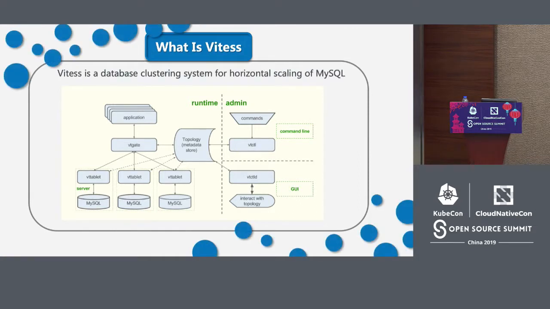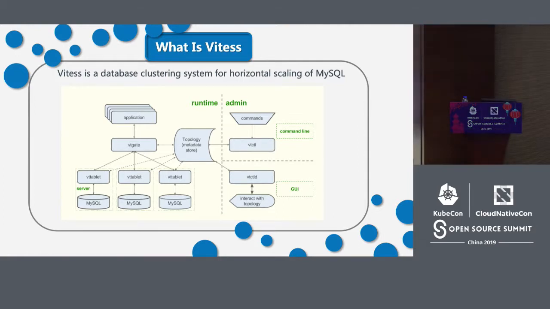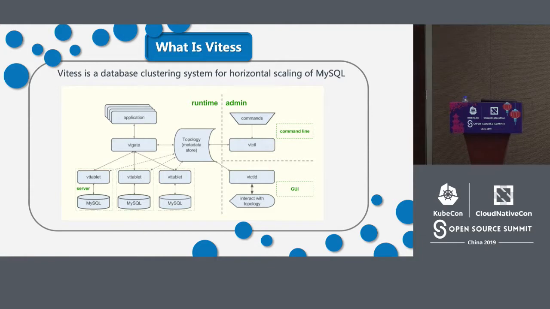First, what is Vitess? Vitess is a database clustering system for horizontal scaling of MySQL. So what is it working on? It's working on dividing the database, but not just dividing the database. This is the structural map of Vitess. We can see the application nodes. It could be several nodes.